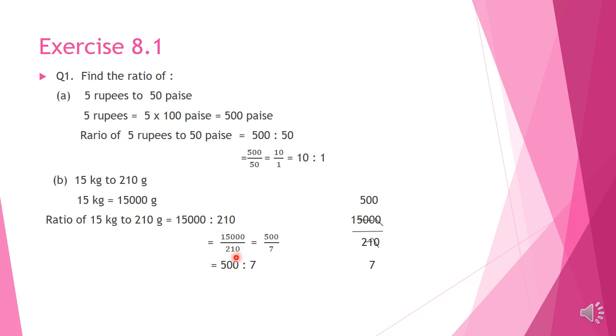15,000 is to 210. How can we solve? Here in 15,000 one 0 gets cut and in 210 one 0 gets cut. And here upside we have 1500 and downside 21. And here we can cut both numbers by 3. So 1500 cutting by 3 we get, in 15 how many 3s are there? 5 3s are 15. Then double 0 here, and that double 0 we have to write upside. Now 21 cutting by 3 we get 7. Now 500 and 7 we cannot cut by any number. So we get 500 divided by 7. So the ratio we can write as 500 is to 7.